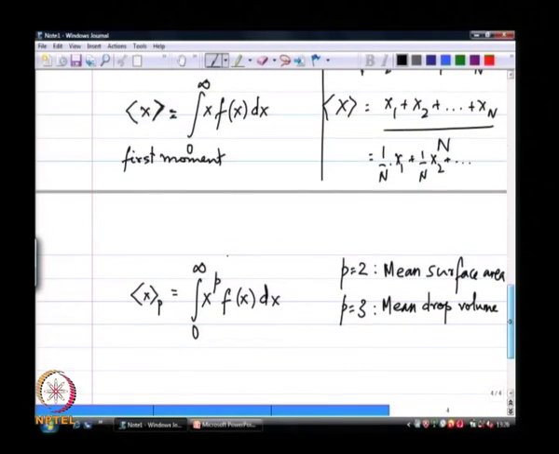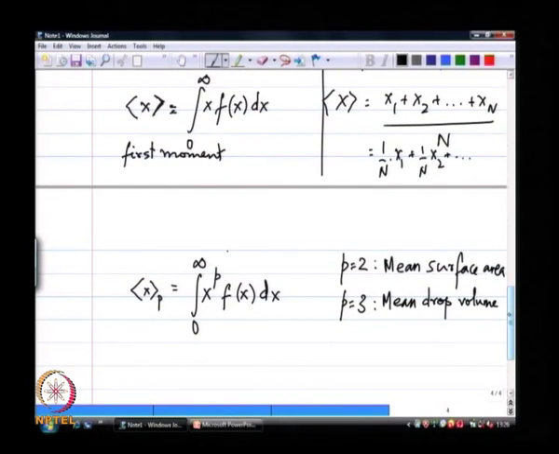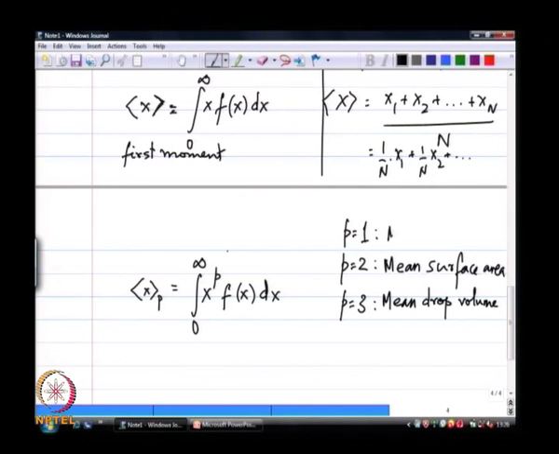So, I can define any of these moments, you know, I can define a p equal to 4. Now, what would that physically mean? I do not know, but I am sure there is a reason to define it, and people actually use it. We will see in a moment one such use. Okay. So, by the way, p equal to 1 gives me the number based average. So, if I set p equal to 1, that is simply the mean diameter.